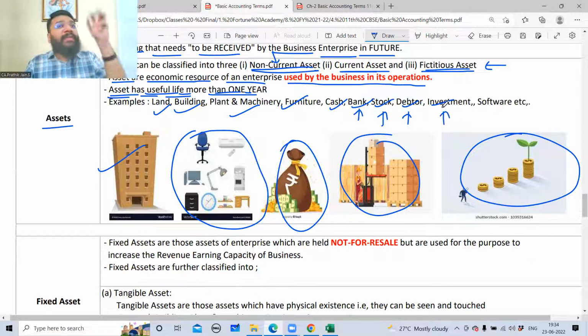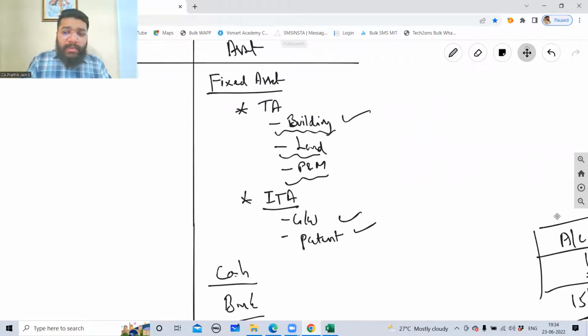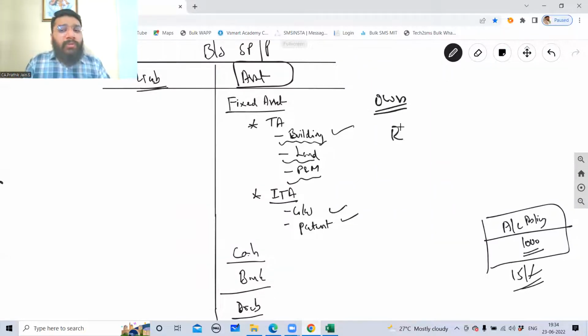Investment means I've invested money somewhere. In future, I'll get that money back. So anything that I receive in future is an asset. Software, I own it. So all these are assets. In business, there'll be a lot of things you'll be buying, a lot of things that you own, and a lot of things that you have to receive in future. Till where will you keep everything in memory? It is not possible for a human being to keep everything in memory because the list is quite big. So an asset is basically the replacement of your memory, which will remember what all you own and what all you will receive in future.